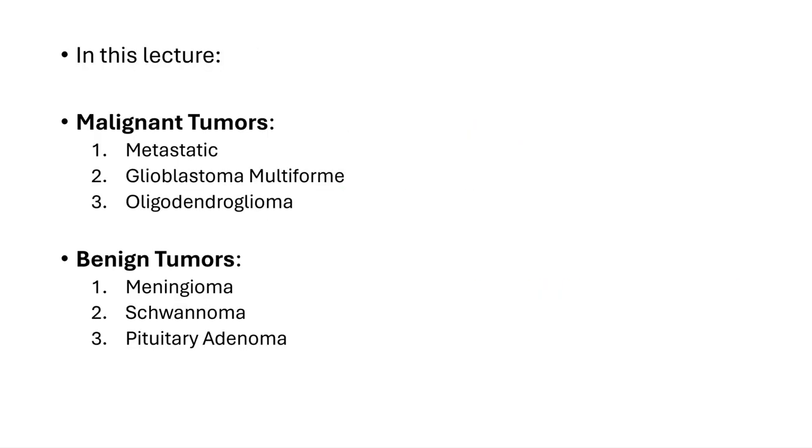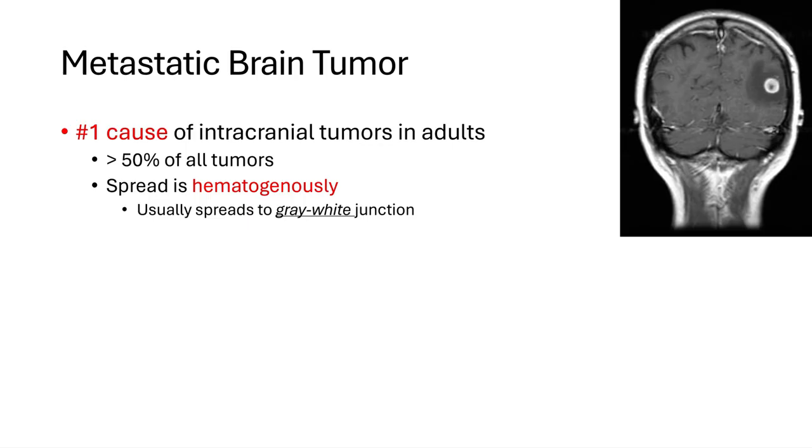So for the rest of this lecture, we'll break down the most high-yield brain tumors in adults that you need to know. We'll first start with the malignant tumors, starting with metastatic brain tumor. This is the number one overall cause of intracranial tumors in adults. It makes up greater than 50% of all tumors. This is thought to be spread hematogenously from other areas of the body.